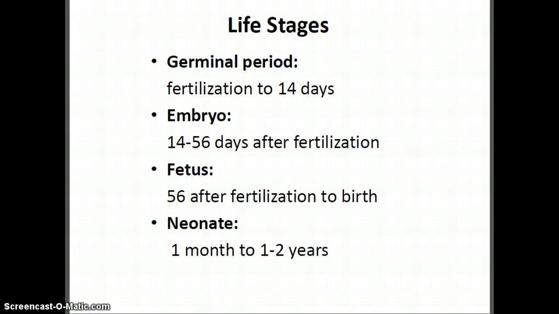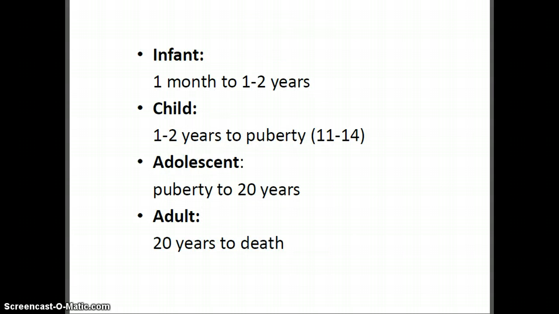All right, we're going to end with taking a little look at life stages. The germinal period is from fertilization to 14 days, the embryo 14 to 56 days, fetus 56 days to birth, neonate birth to 1 month, the infant 1 month to 1 to 2 years, child 1 to 2 years to puberty, which occurs anywhere between ages 11 and 14.